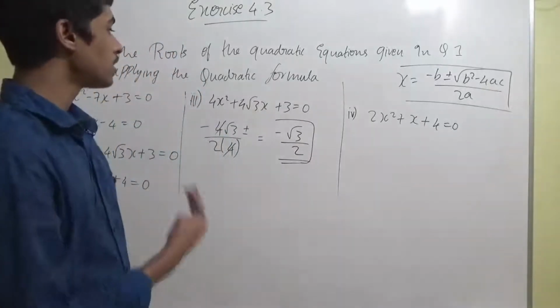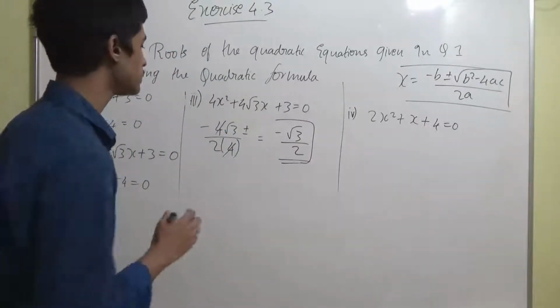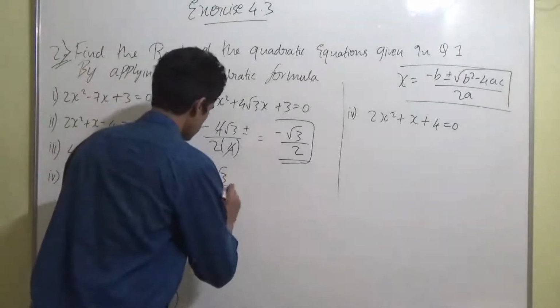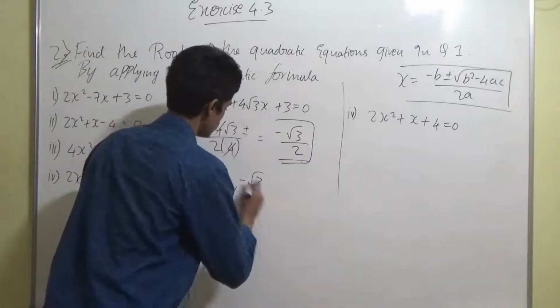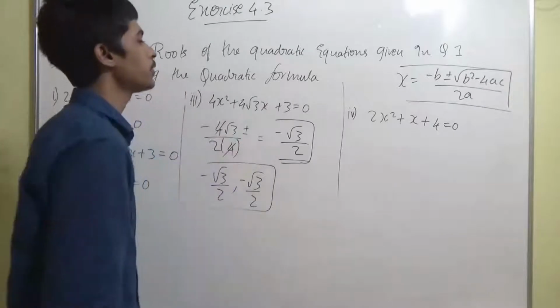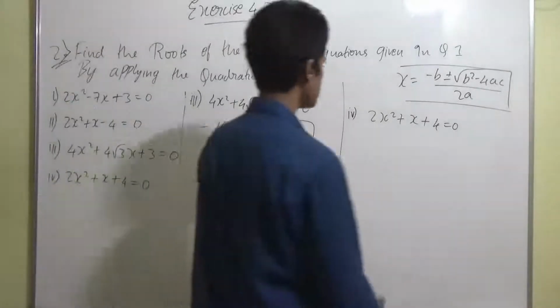In this question, there are two roots and both the roots are the same. That is, minus root 3 by 2, minus root 3 by 2 are the two solutions of this quadratic equation. Now let's go to the fourth sub question.